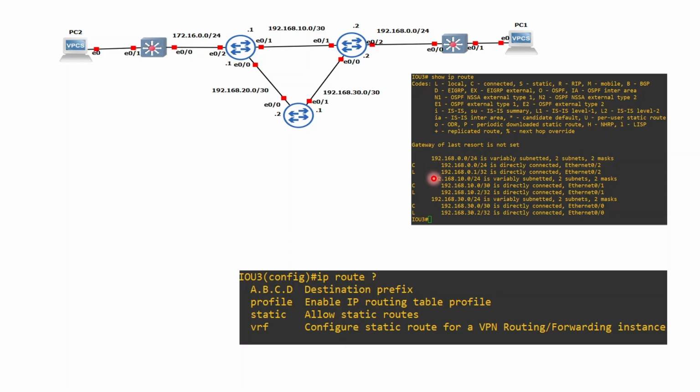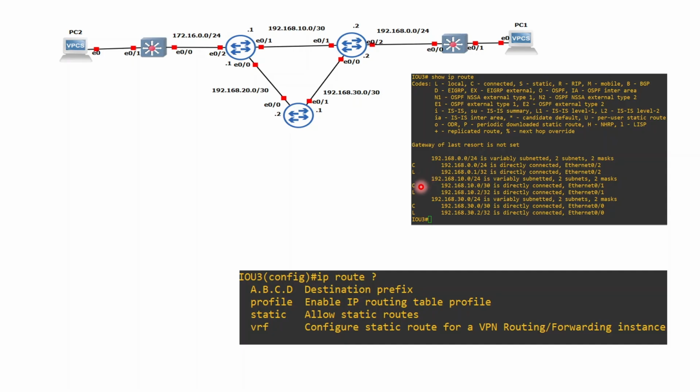Then the next one here is L, which means local. So this network is locally learned by our routing table. It is 192.168.0.1/32. /32 means this address is fixed. This is the address of this interface. So looking at this network, 192.168.0.1/32, this is the address of the interface Ethernet 0/2 that we assigned, which was 192.168.0.1. So this router is going to add it to its routing table as /32, which means this address is fixed and cannot be modified.